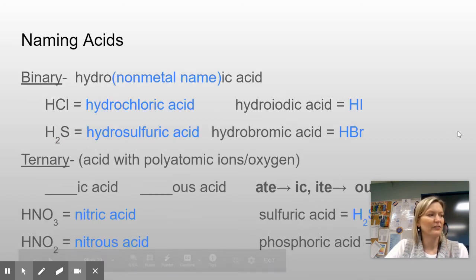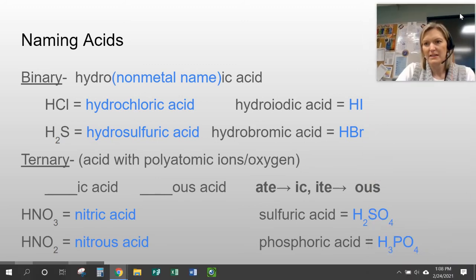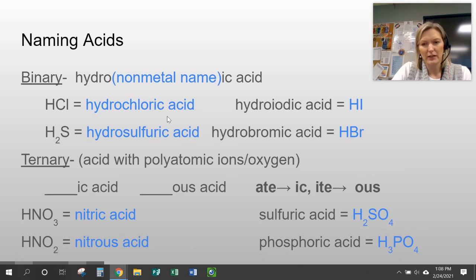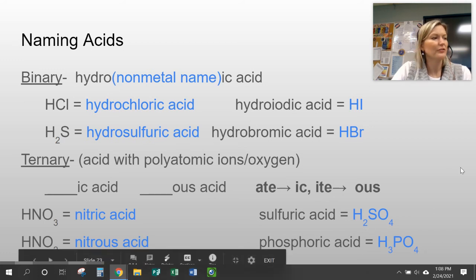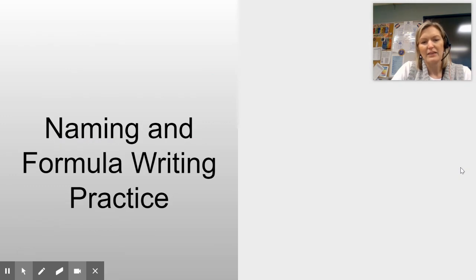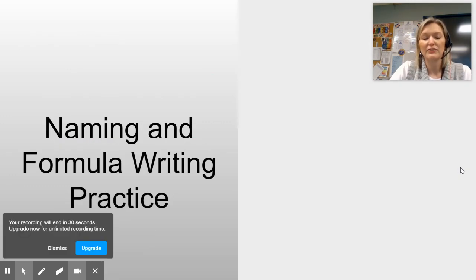And finally, our answer key is here. I will move me. And then you can see hydrochloric, HI, hydrosulfuric, HBr. Double check your answers, make sure you have them all down. And then that is it. You have finished the packet.